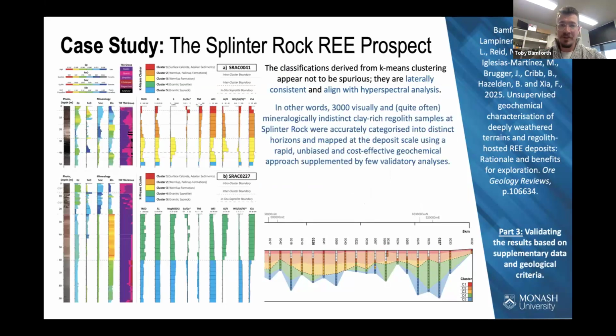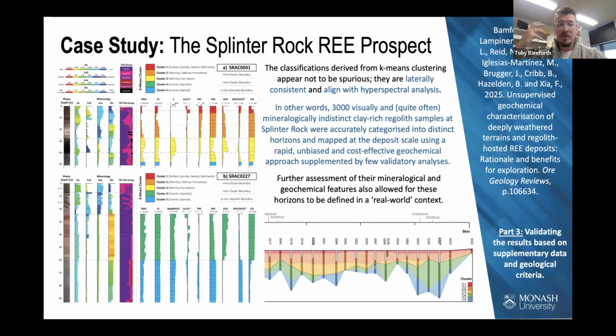The way you then validate that, and we did this with CSIRO, is that you use techniques that can analyze these logs really, really quickly and give you lots of mineralogical information, lots of geochemical information, even crystallinity information for kaolinite. And you can see if these match up with the clusters that the k-means cluster in the PCA gave back to you. In the case of Splinter Rock, they match up really quite nicely. So if you look down at the bottom left-hand corner at SRAC 0227, you can see that, I don't know if everyone can see my mouse, I'm hoping they can. In this green area here, the saprolite, we've obviously got a very distinct change in color from this red color down with depth into the gray.